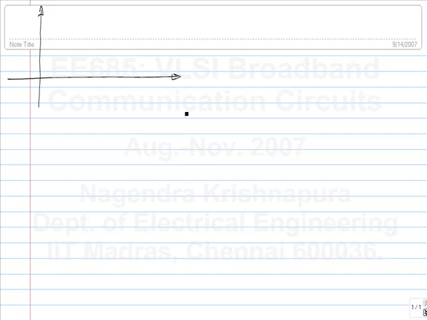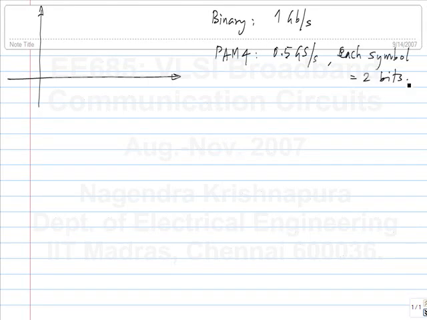So the question is, how do you say PAM4 has lesser ISI compared to NRZ? I mean the binary data transmission. Okay. And here we are comparing both for the same data rate. So the symbols of PAM4 are transmitted for a longer duration. Binary, if it is 1 gigabits per second, then PAM4 is at half giga samples per second, but each symbol is 2 bits.